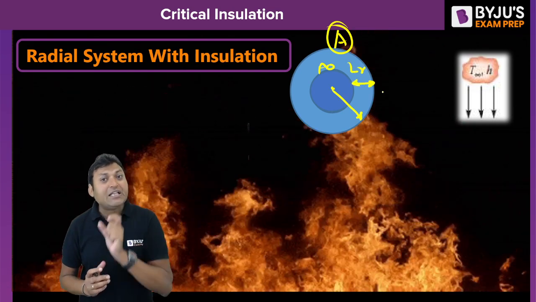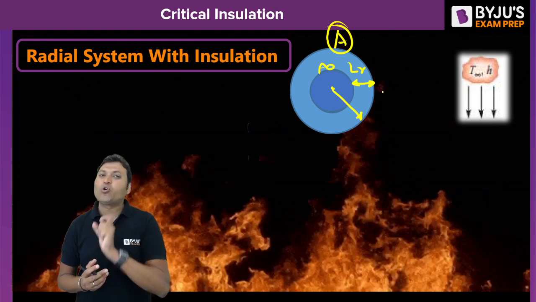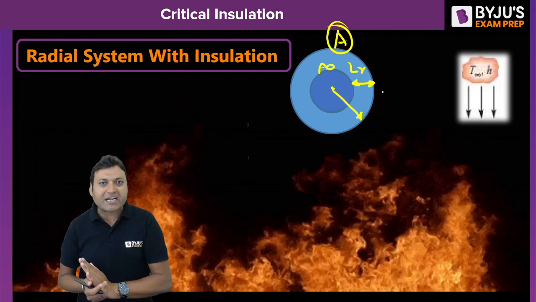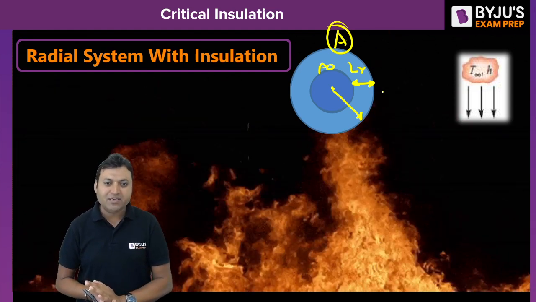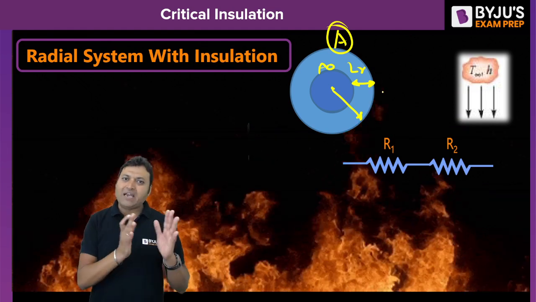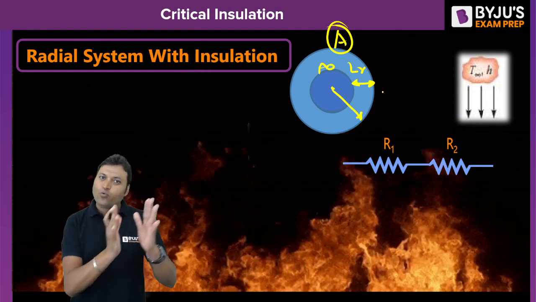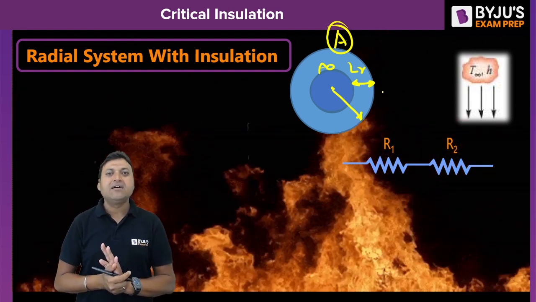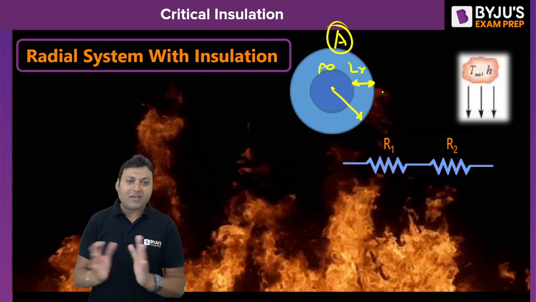So in the insulating material, initially the mode of heat transfer will be conduction, and then the same heat will be convected to the outside fluid. So if we draw the circuit diagram, it will have two thermal resistances, one for conduction in the insulating material, another for convection in the outside fluid. So they will be in series.